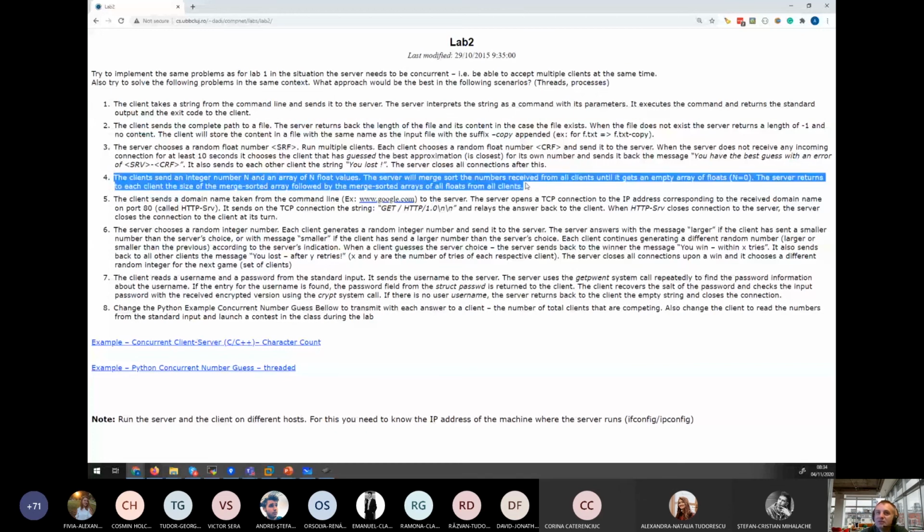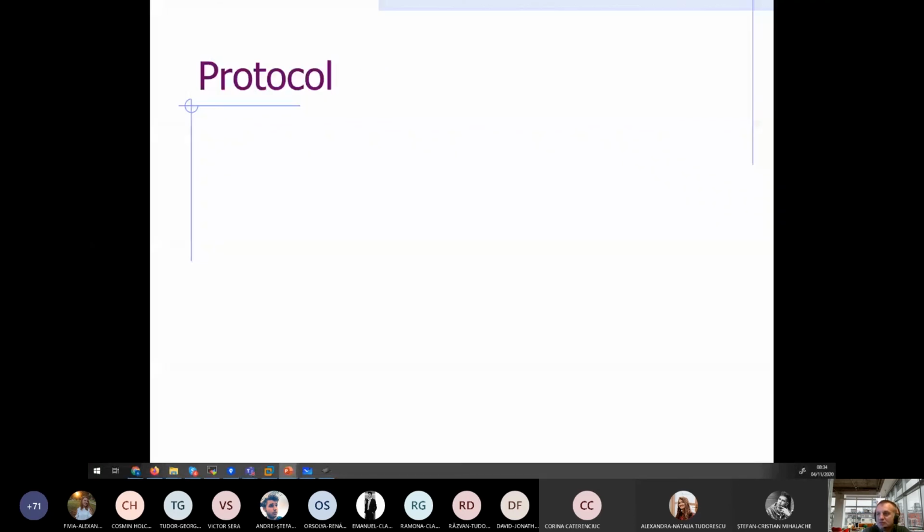Basically, this is the textual descriptor of the problem. But in practice, when trying to actually implement that problem, what you would do is design something that we call a protocol. And what is a protocol from our general knowledge, from our general lives?